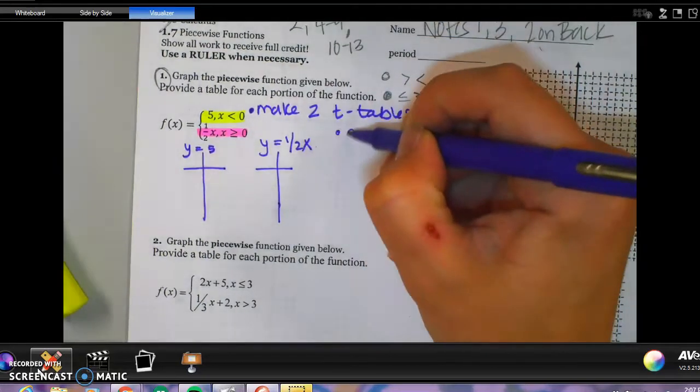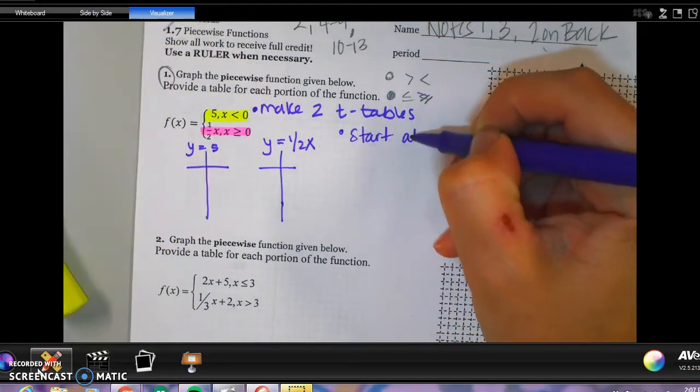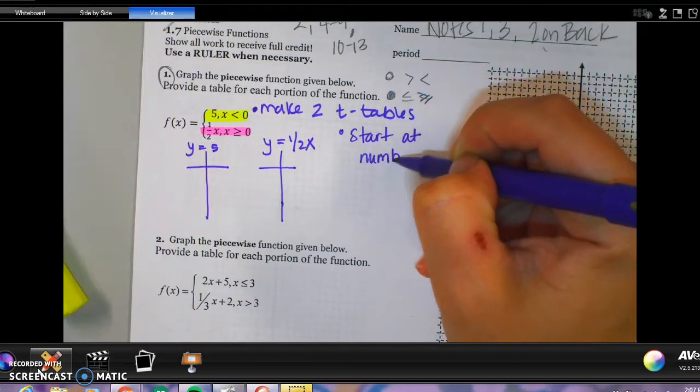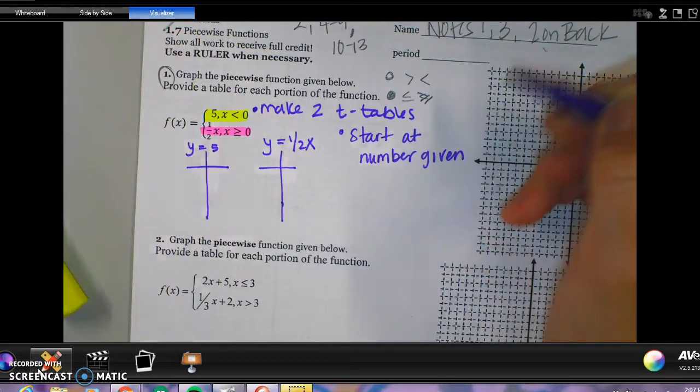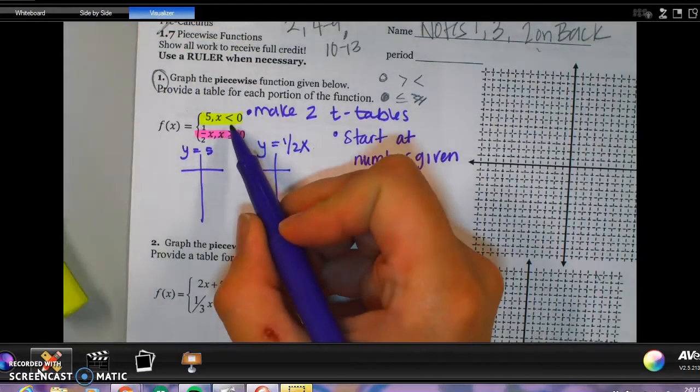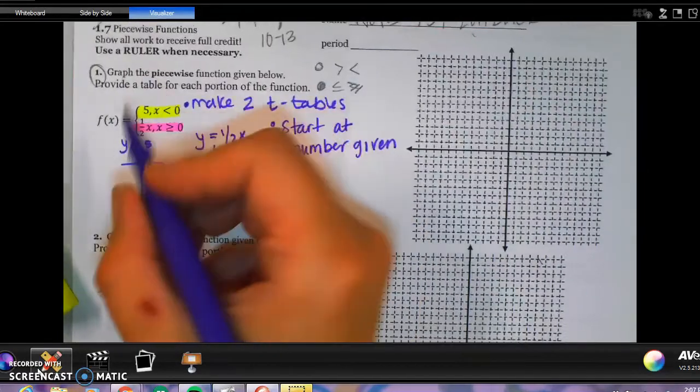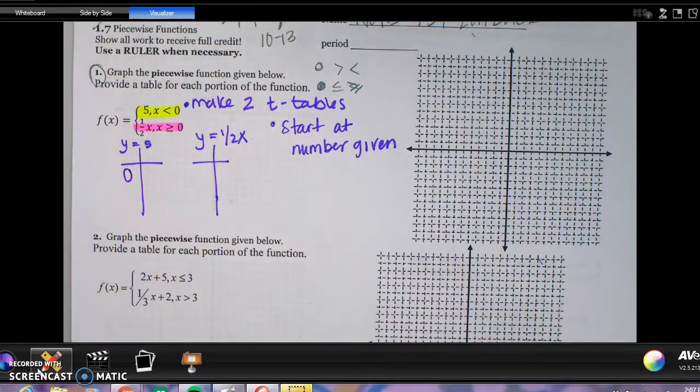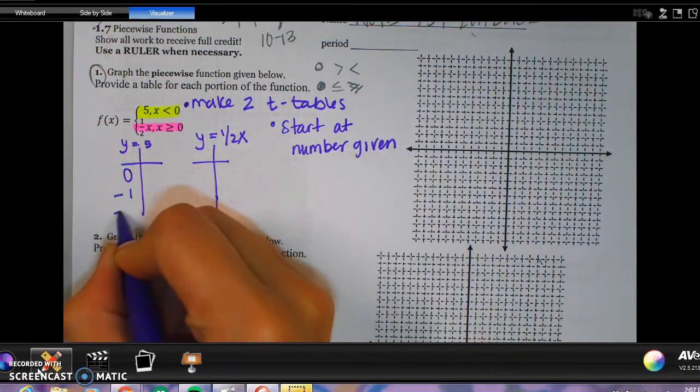Then you need to start at the number given. And this is a little bit confusing because people see less than 0 and they want to pick numbers less than 0. But you need to start at 0, and now you need to pick some numbers that are less than 0. So I'm just going to do this.